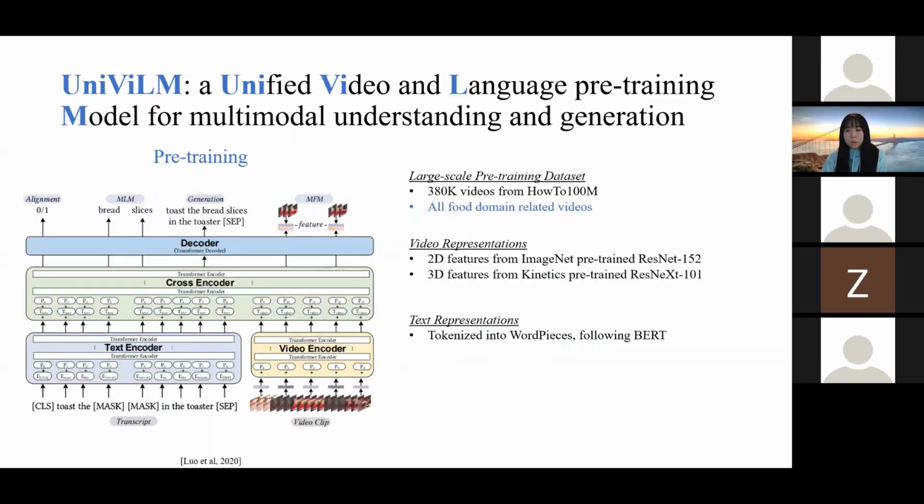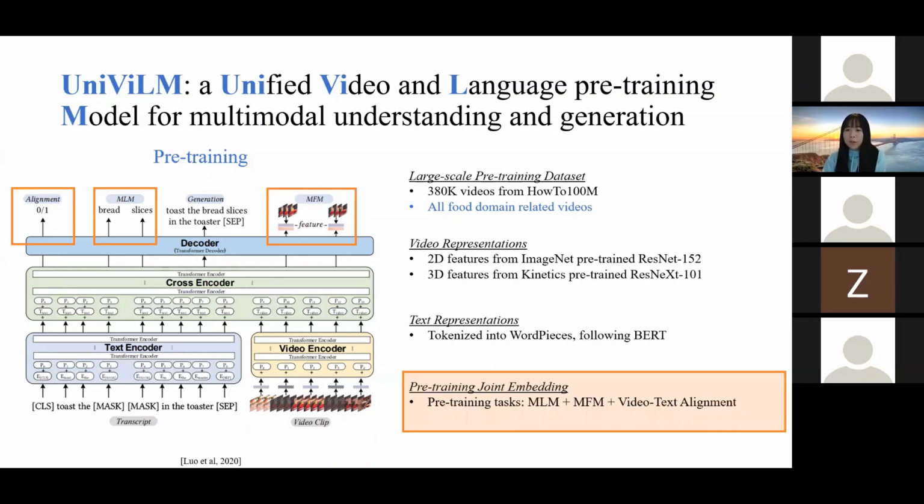So the last work we will discuss is Uni-ViLM. Uni-ViLM presents a similar model architecture to CBT, which also adopts three transformers: one for encoding text inputs, one for encoding video inputs, and the last one for modeling cross-modal interactions. The key difference between Uni-ViLM and the previous work is that Uni-ViLM is applied to both video text generation tasks and video text understanding tasks. Firstly, Uni-ViLM is pre-trained on all food domain related videos from YouTube.